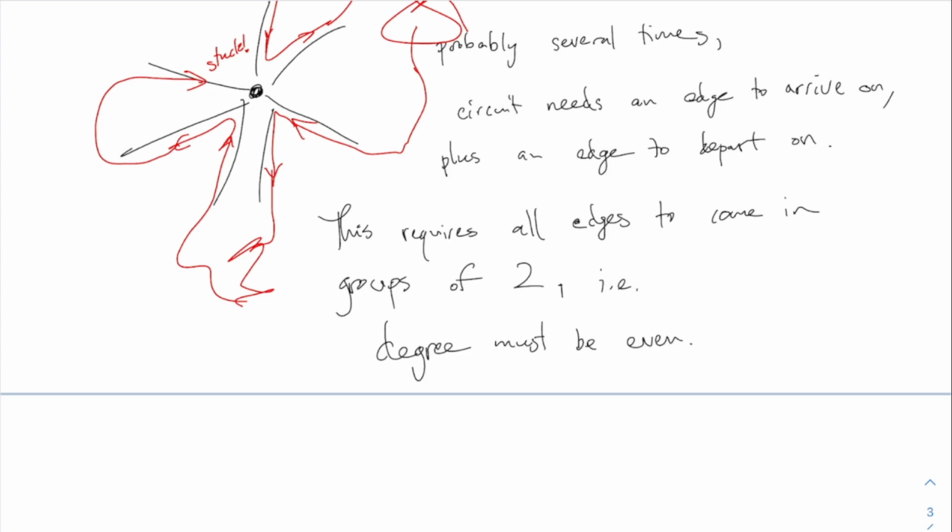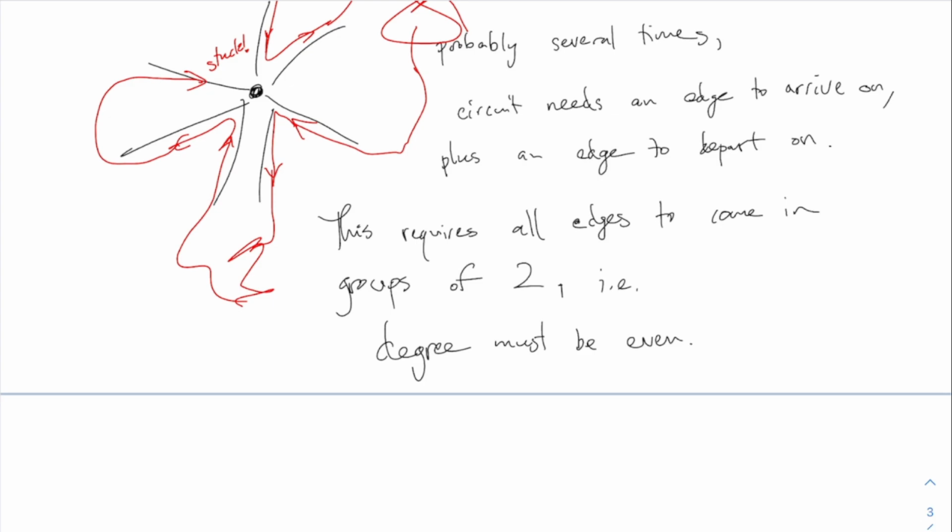I got my papers all messed up here. It's fine. All right. The degree of everything must be even. This is what it takes to have an Euler circuit.